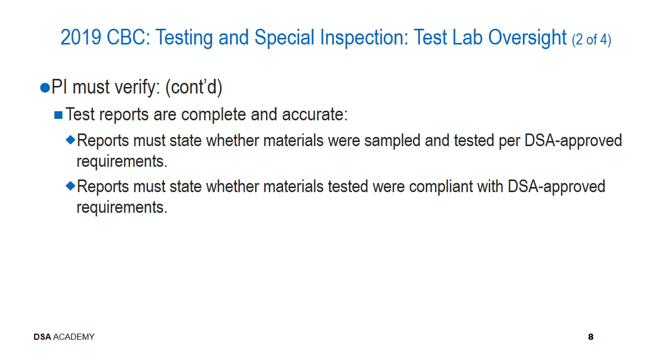Continuing with items for the project inspector, they need to verify that the test reports are all complete and accurate. The reports need to state whether the materials were sampled and tested per the DSA approved requirements. They also need to state whether the materials tested are compliant with the DSA approved requirements, so whether they're conforming or non-conforming.